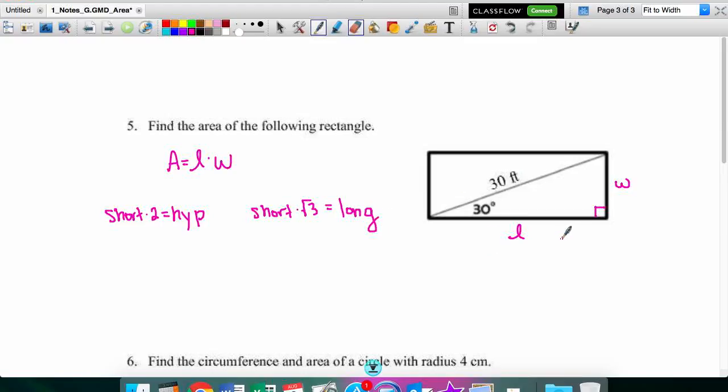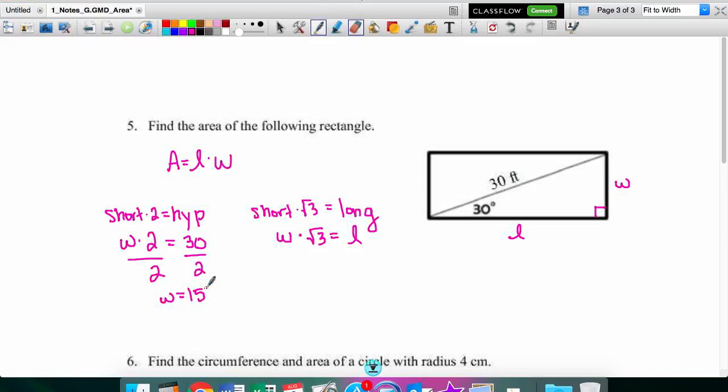For this particular triangle, the short side is actually going to be the W times 2 equals the hypotenuse, which is our 30. And for our second equation, it is once again W times the radical 3 equals the long side, in this case the length. So for these two equations, the only one that we can solve is the one on the left by dividing by 2. And we get W equals 15.